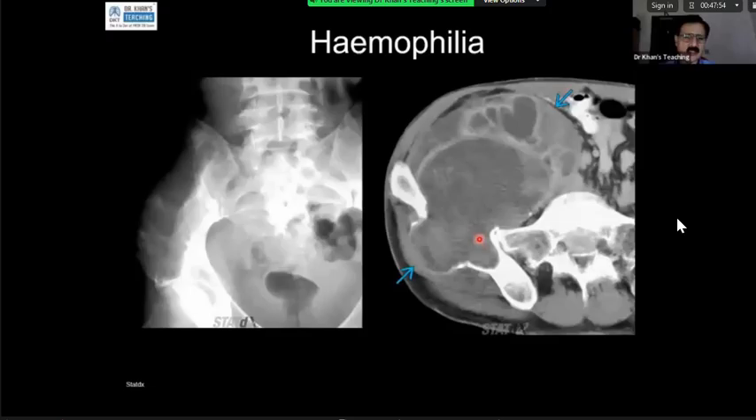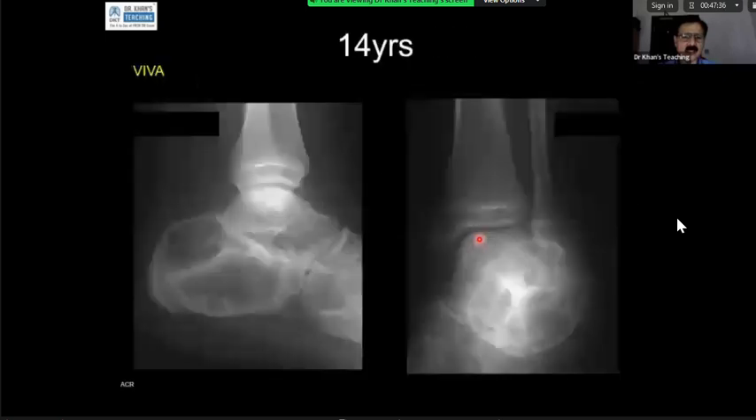Another example here, you can see. To show you various examples is also to develop your eyes. And once you see it, you will never forget it. If you have not seen it, your mind will never go to, is it a hemophilia? No, it can present like this. And look at this one.